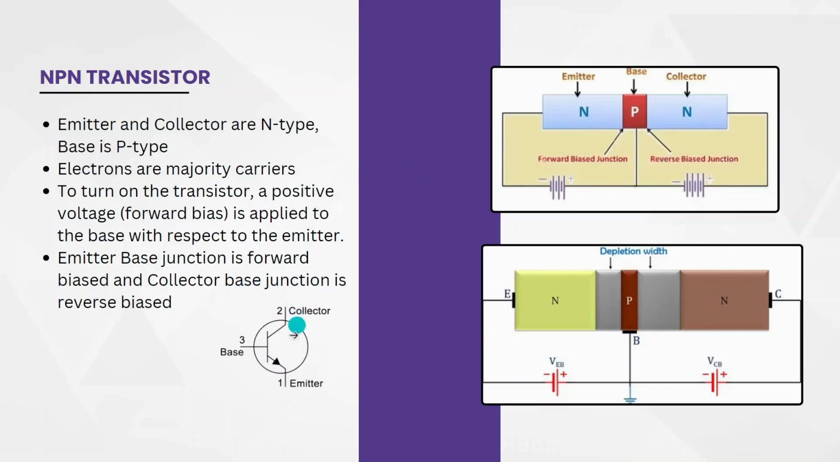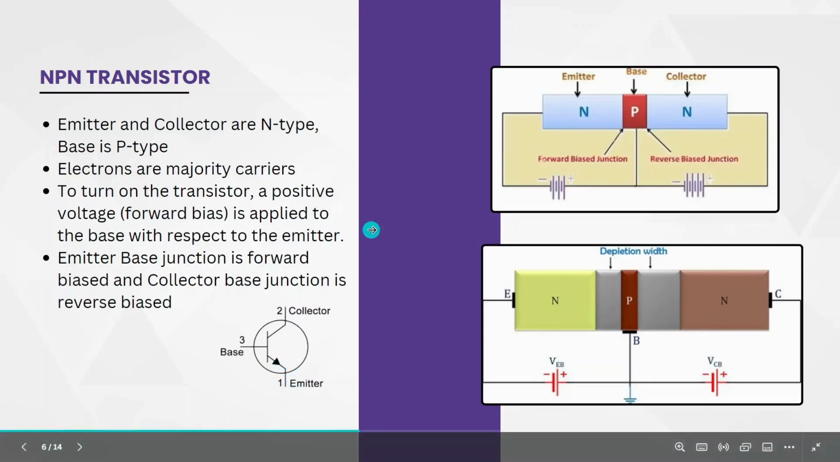And this is the symbol of the NPN transistor. The arrow mark should point outward from the base. So it is pointing towards the emitter. That means it is an NPN transistor.